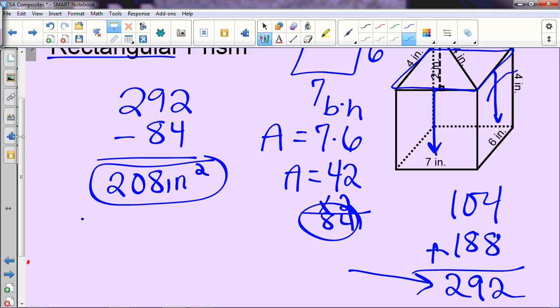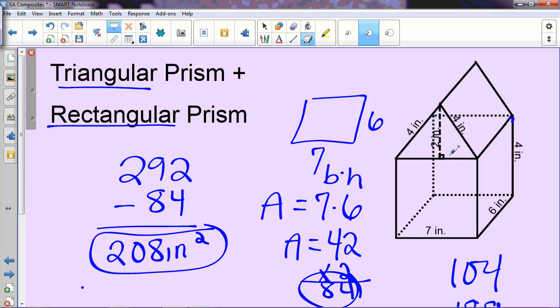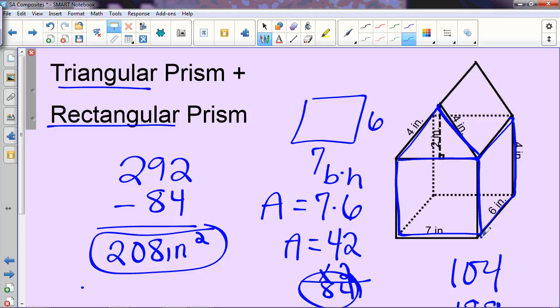Another option for all of these, if you really are struggling with the formula, you can always look at your figure, pick all of the shapes that you see, and calculate the area of them separately. There's a triangle and a square, another square on the side, so you can use your basic two-dimensional formulas to solve for that as well. Just make sure that you don't leave out any of the pieces, because sometimes they're harder to see.